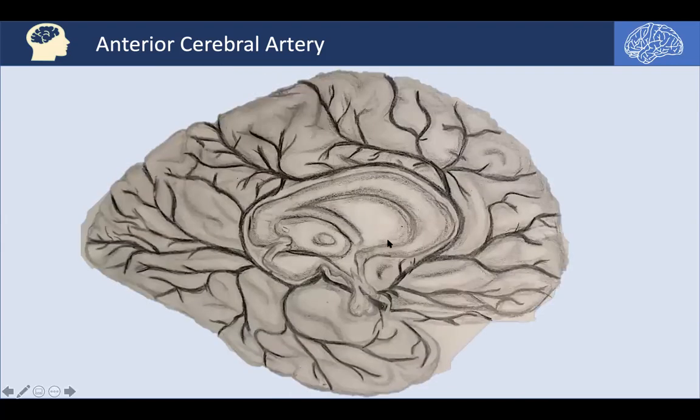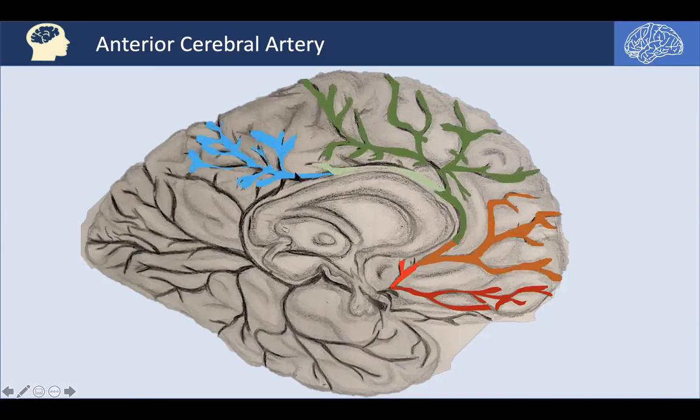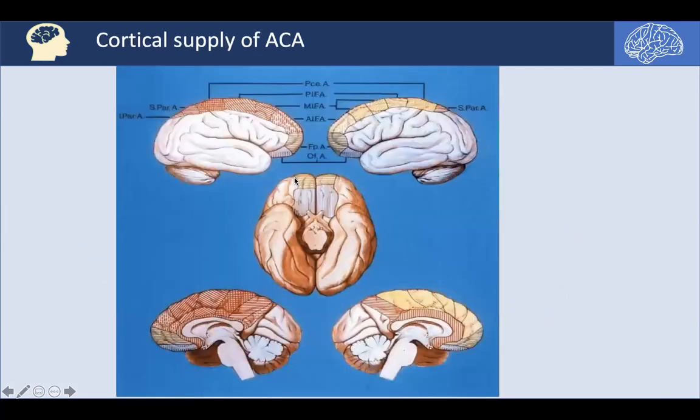This is the medial surface of the brain, showing the corpus callosum and the course of the anterior cerebral artery around the corpus callosum. So here is the area supplied by the ACA, usually on the medial and anterior part of the hemisphere, starting from the A1, A2, A3, A4, and then A5 segments of the ACA. These are the cortical areas supplied by the ACA. Indeed, we mentioned that it supplies the medial and anterior surface of the brain.